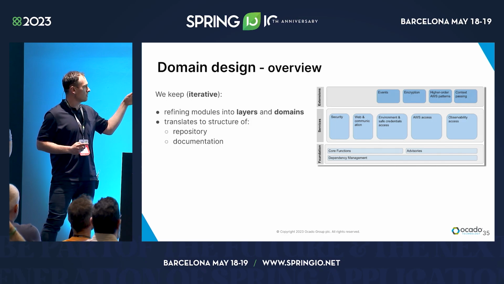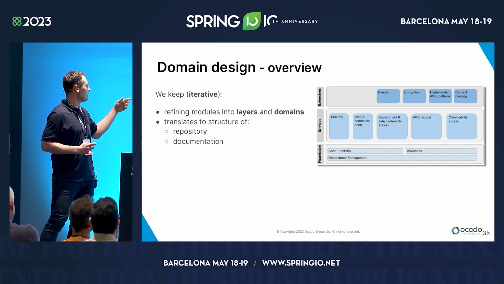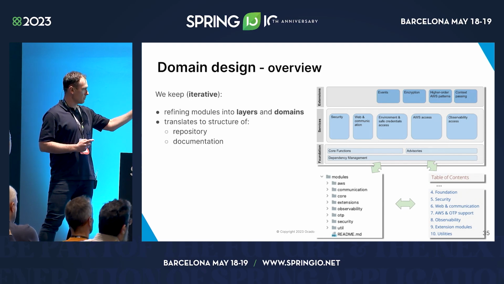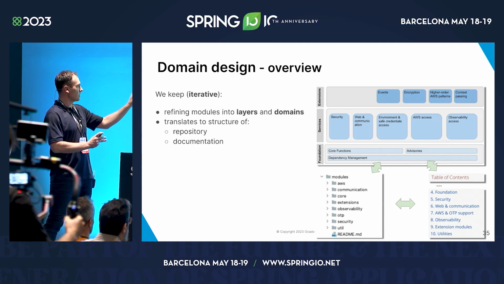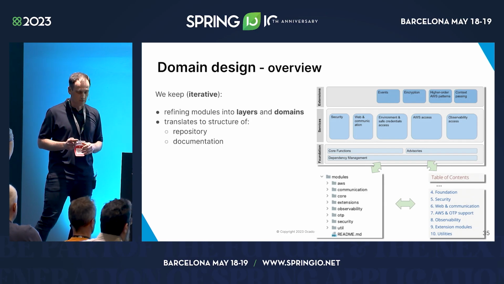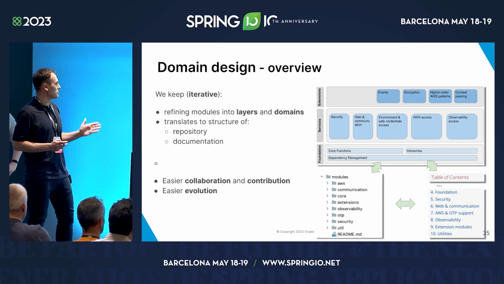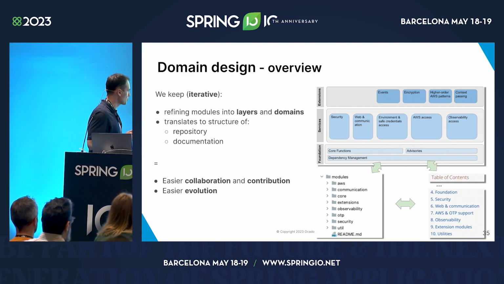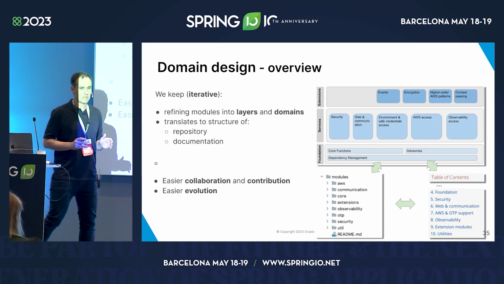So we keep doing this iteratively. We iteratively discover the domain and refine it. It translates directly to our repository structure and the table of contents. So you can unplug security and documentation and repository and put them somewhere else. That helps with collaboration, contribution, and evolution, not just empty words. I'd like to show you in the next slides how it helps with these things.